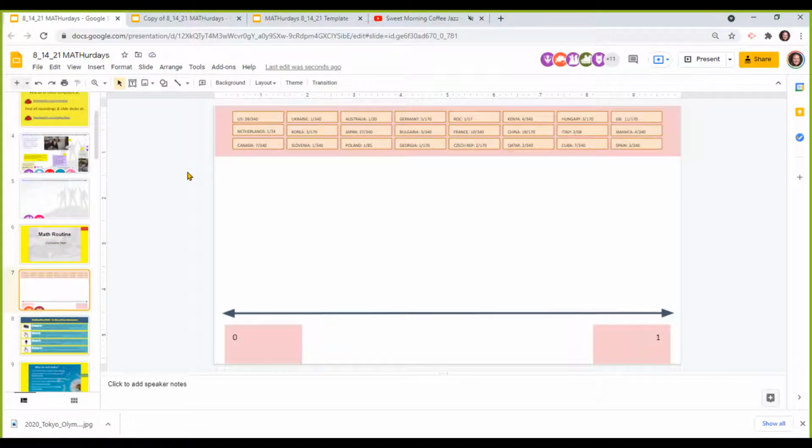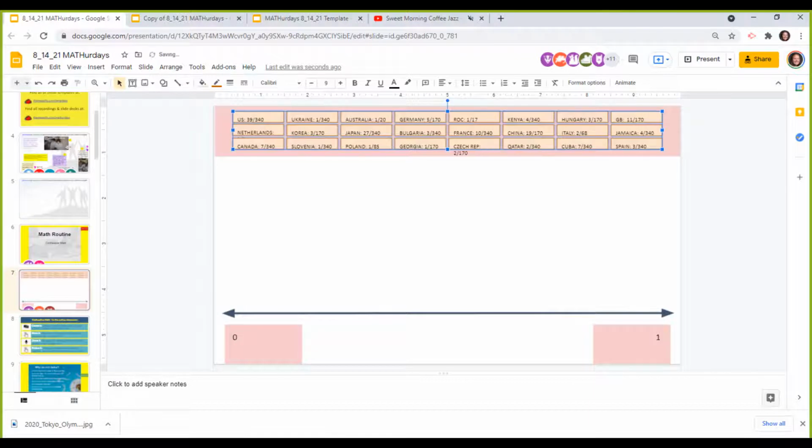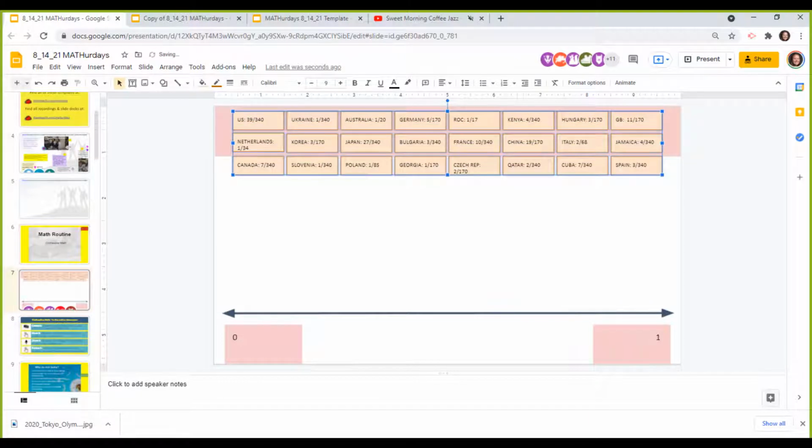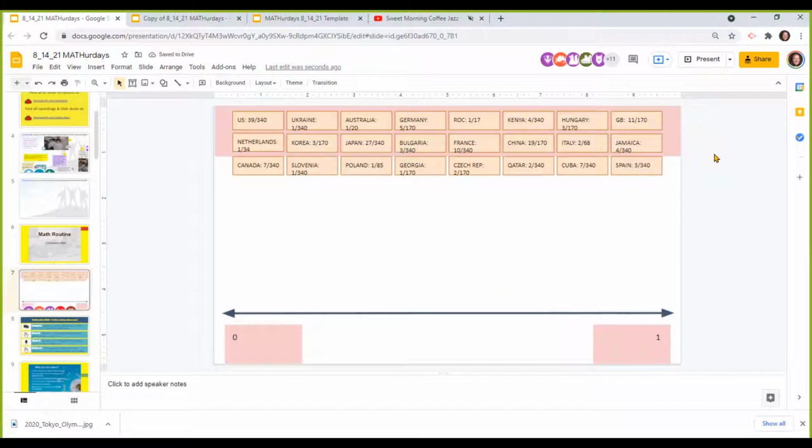Join me on slide 7. And wow, did these get small? Let me go ahead and increase the size on those. Join me down on slide 7. Today is all about using the Olympic data. And so what I have here is some data from some different countries. Now, this is absolutely real data. It has not been math teacherized at all.